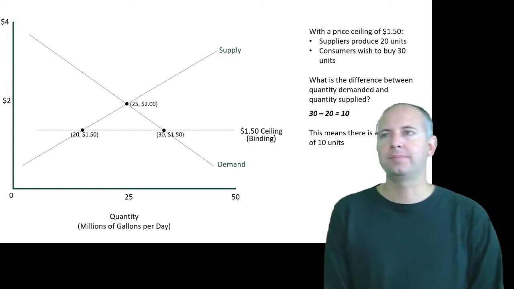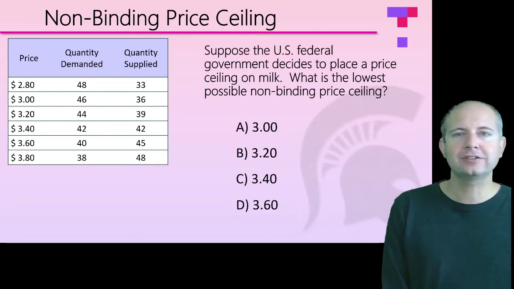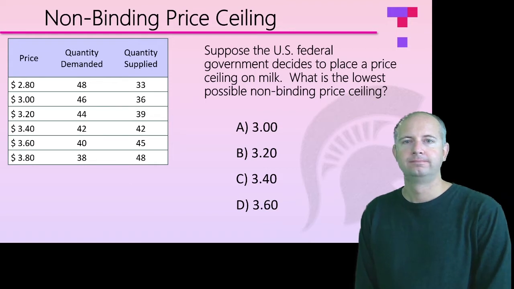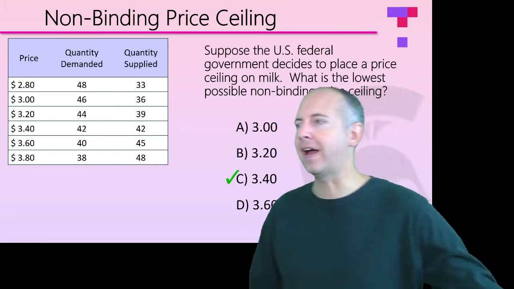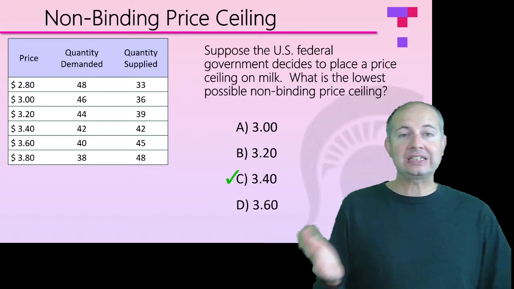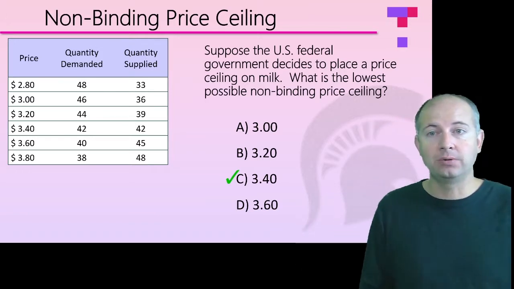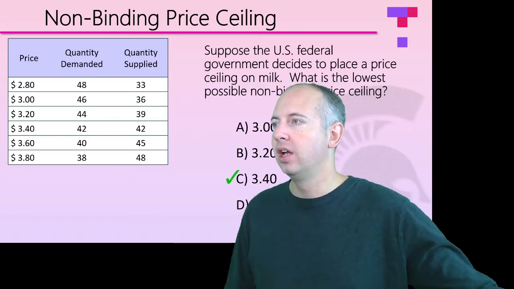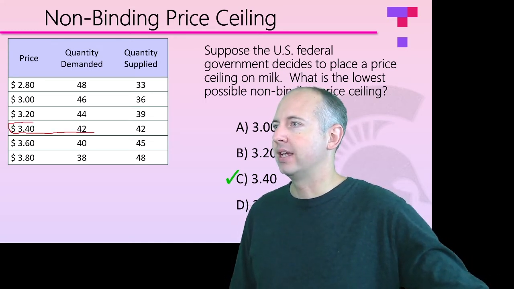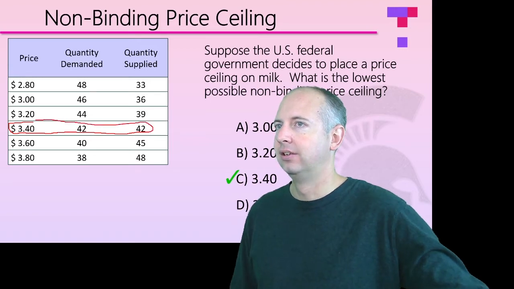Now let's look at a couple of questions. Suppose the US federal government decides to place a price ceiling on milk. What is the lowest possible non-binding ceiling? The answer here is C. The way that we find this is by looking for the equilibrium price. We said the lowest possible non-binding price ceiling is the equilibrium price, so we need to find the point where quantity demanded equals quantity supplied, and that happens right here at a price of $3.40.